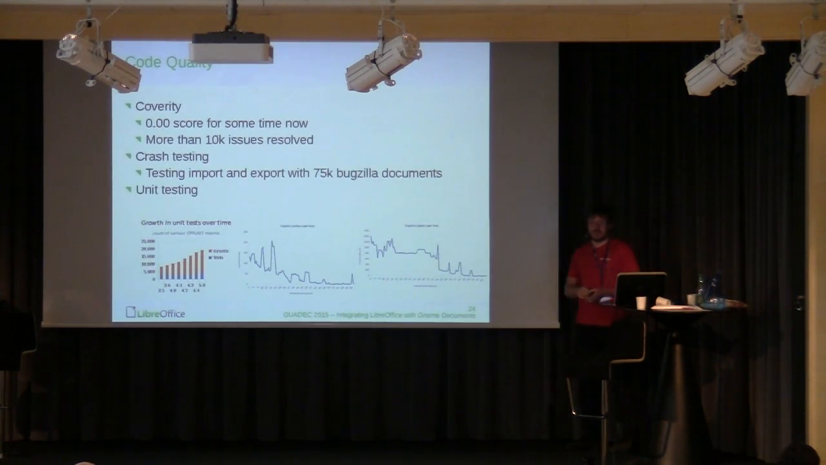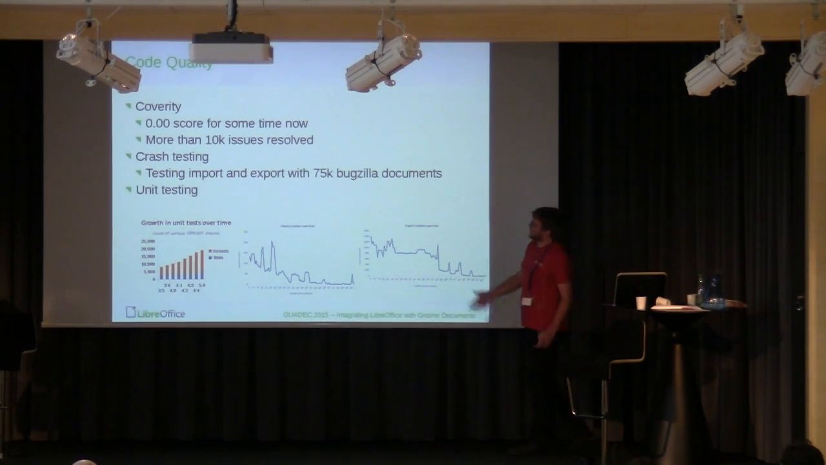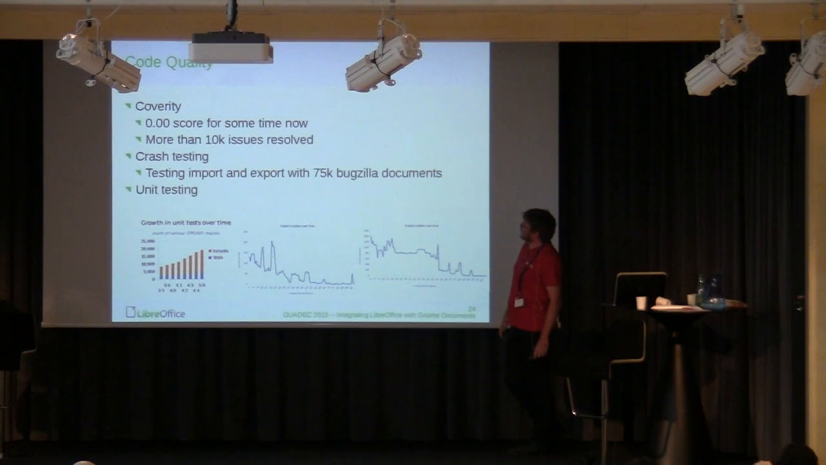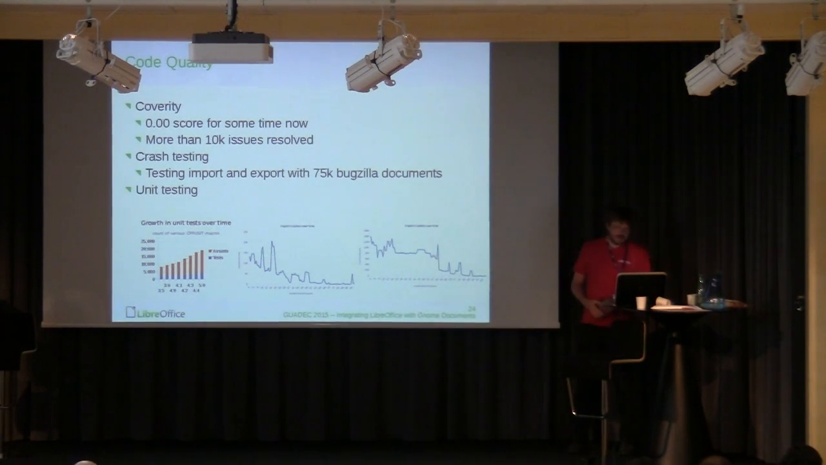We spent quite some time on code quality. Graylin is here, our big hero. He managed to put down our quality numbers to nearly zero. The score has been zero for quite some time now. We have more than 10,000 issues resolved. I think it's now about 13,000.